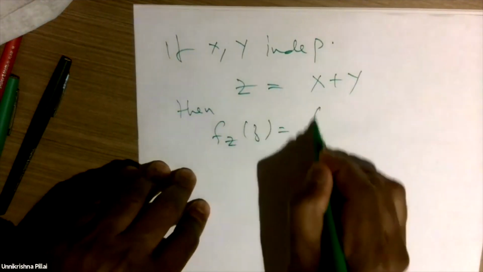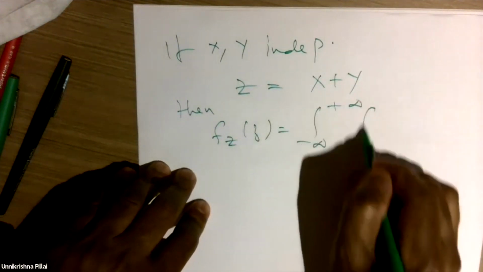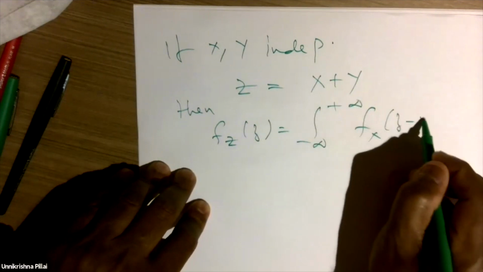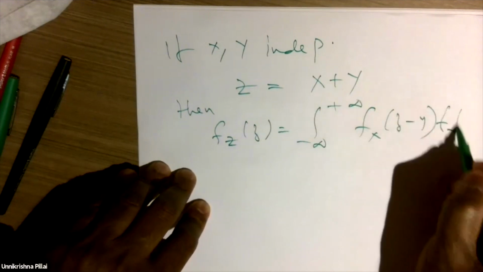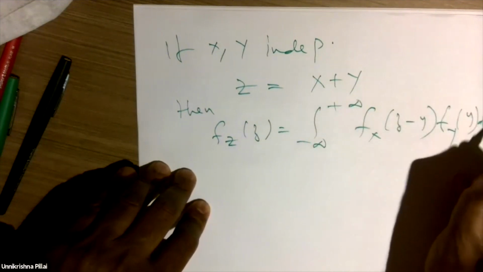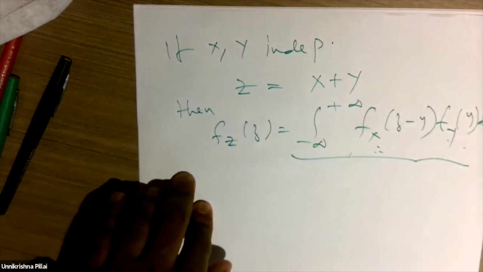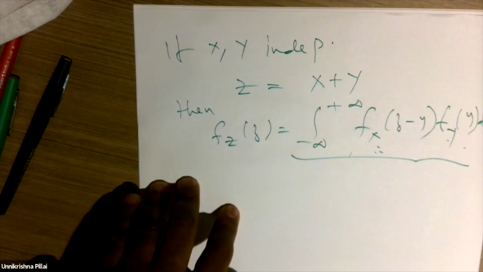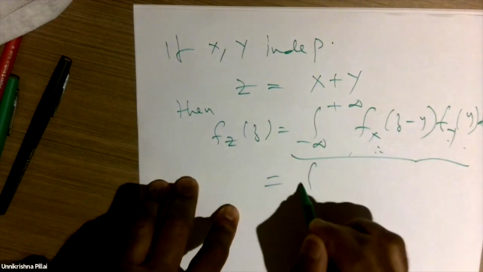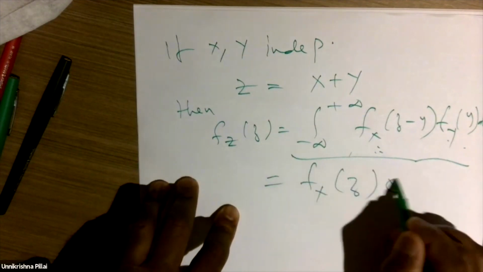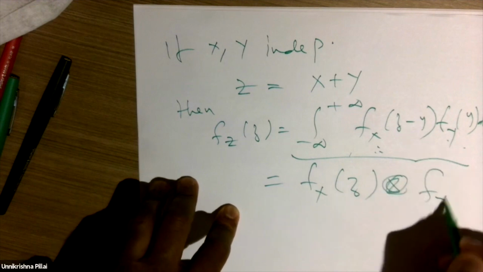Look at the previous formula. It is the same formula. Of course, it will split up: fX(z minus y) multiplied by fY(y) dy. Does anybody know this operation? What is this operation? Signal processing. Convolution. If you know convolution, that's the convolution operation: the convolution of the two density functions.